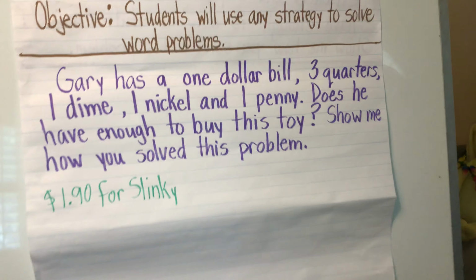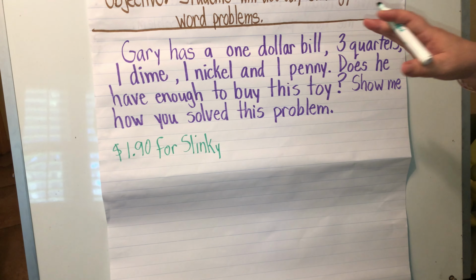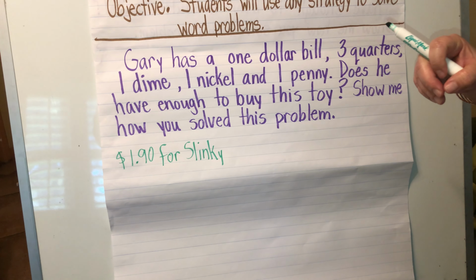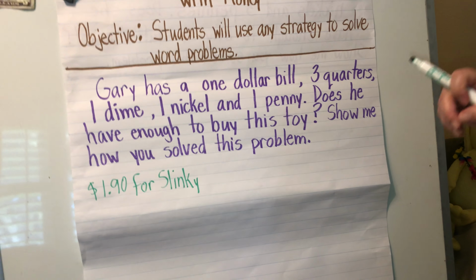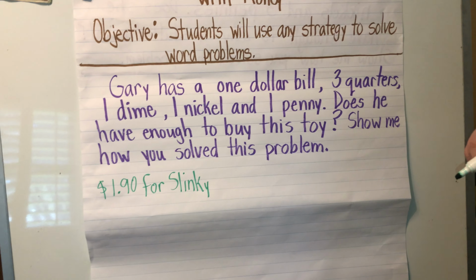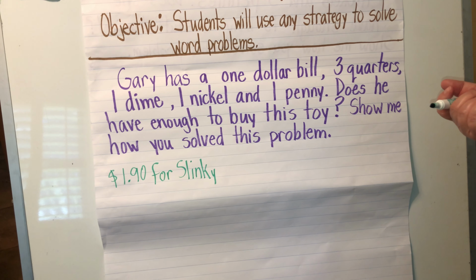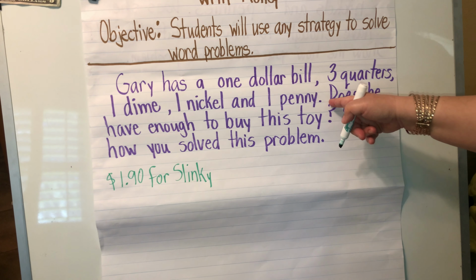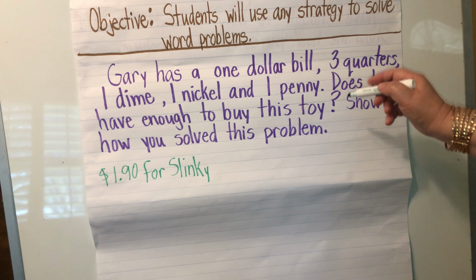Now, let's go back and look at the problem. So, I'm going to reread it again. Gary has a $1 bill, 3 quarters, 1 dime, 1 nickel, and 1 penny. Does he have enough to buy this toy? And show how you solve this problem. So, what is our question, boys and girls? What are they asking us? Okay, a big clue is the question mark. So this is what they're asking us. They're saying, does he have enough to buy this toy?